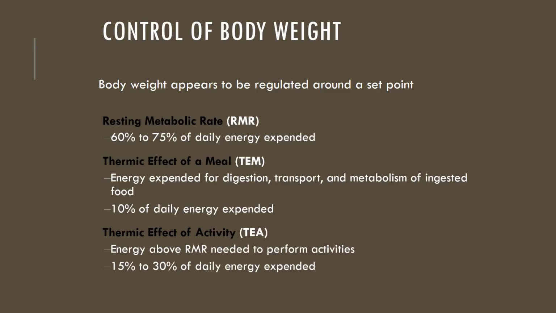And then the one that we have the most control over is the thermic effect of activity. This is the energy above your metabolic rate that's needed to perform whatever activities you're involved in. So this is somewhere between 15 and 30% of daily energy expenditure. So again, based on a 2,000 calorie diet, somewhere between 250 and 500 calories a day would be the thermic effect of activity.